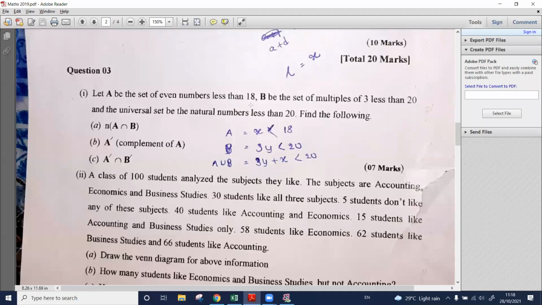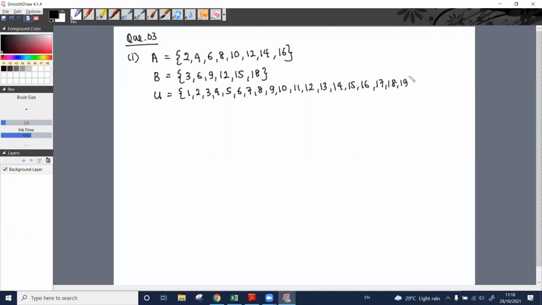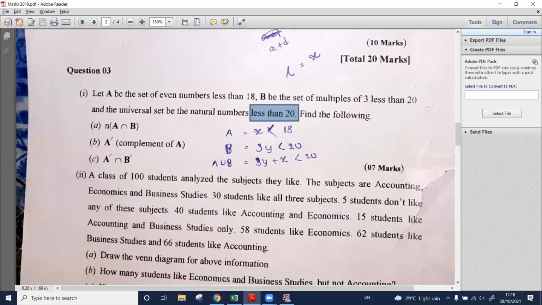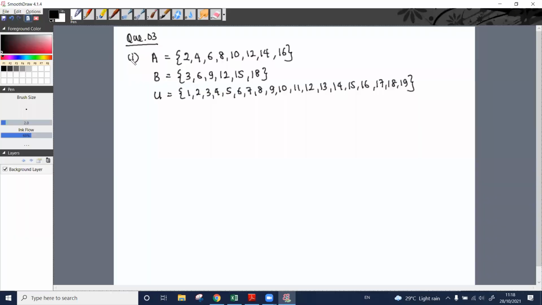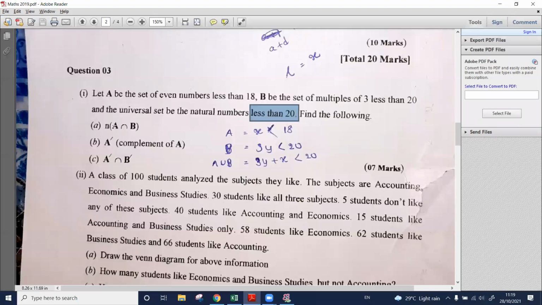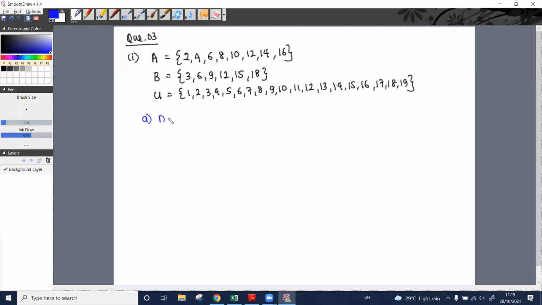Less than 20 means we are not going to consider 20 here. So these are the 3 sets. We need to find the following. Part A: N number of A intersection B.